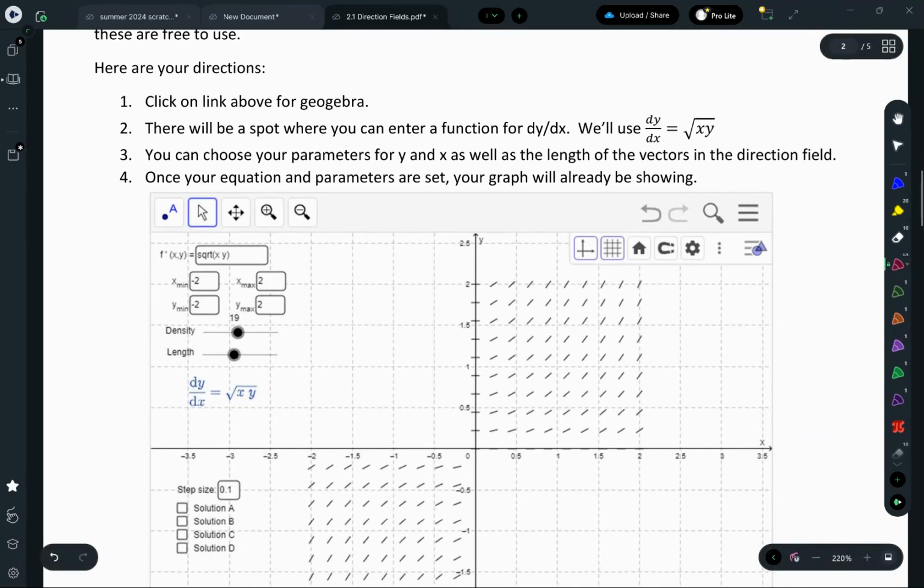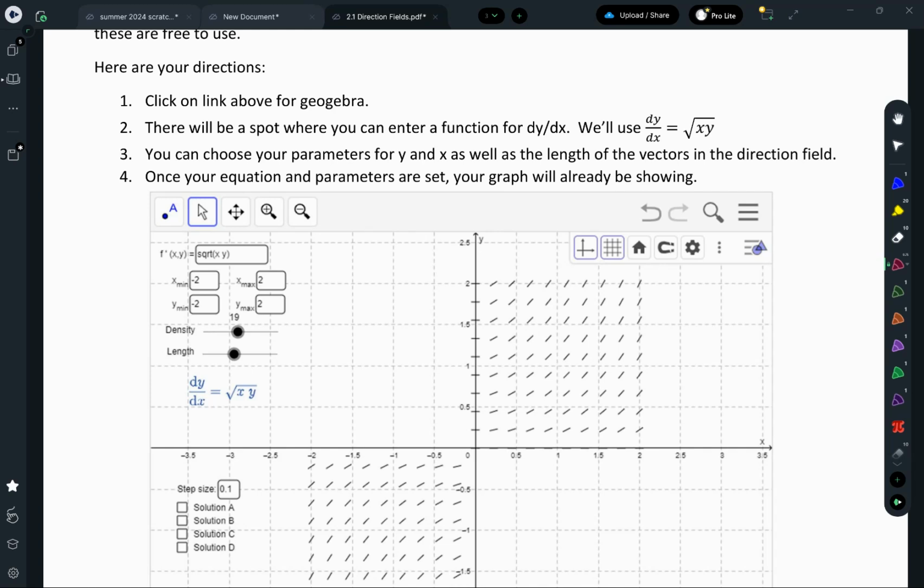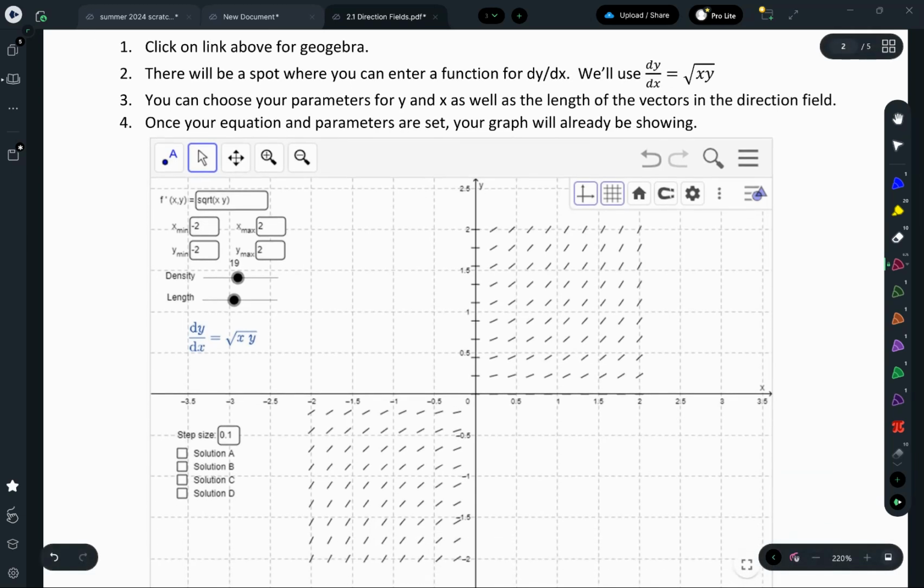So again, I'm using GeoGebra, and in GeoGebra, there was already something populated. They had a particular differential equation, and they've written it as f prime of x, y to indicate dy/dx. Kind of incorrect notation, but we'll take it. It's fine. And so I put in the square root of xy, and I put a boundary from -2 to 2 for x and y. And it gave me this direction field here, which aligns with what I was starting to draw on the previous page, but I never would have come up with in this lifetime.